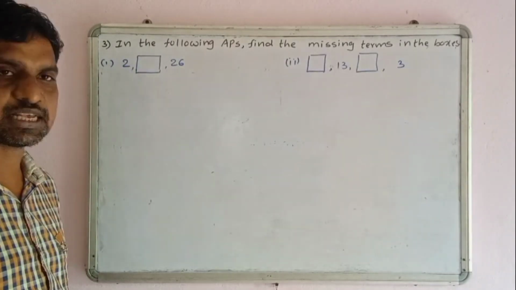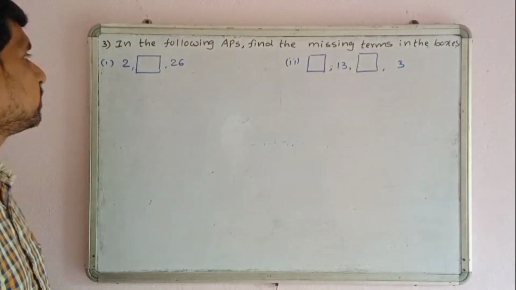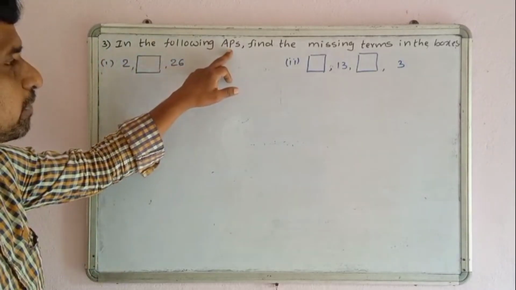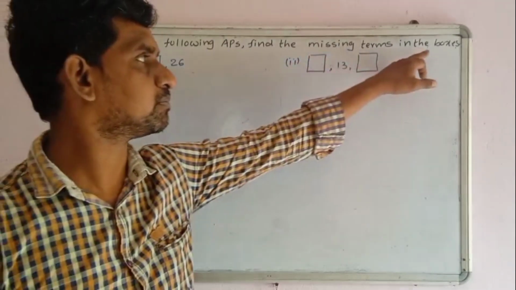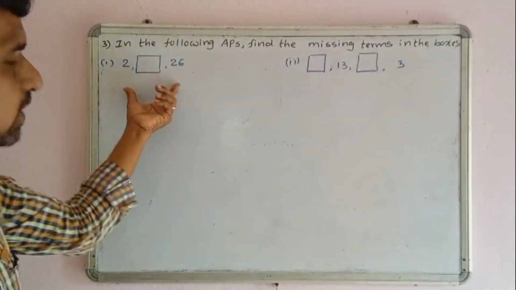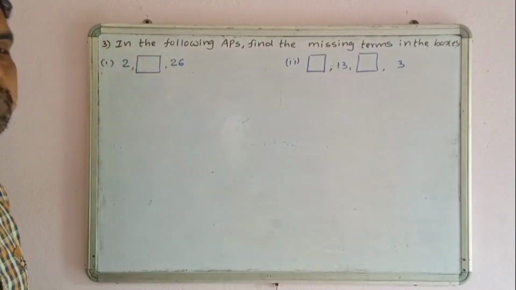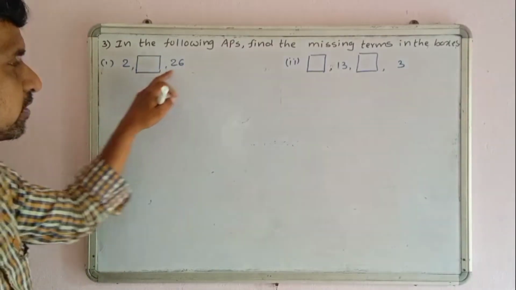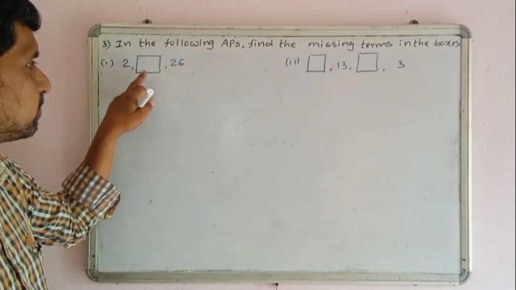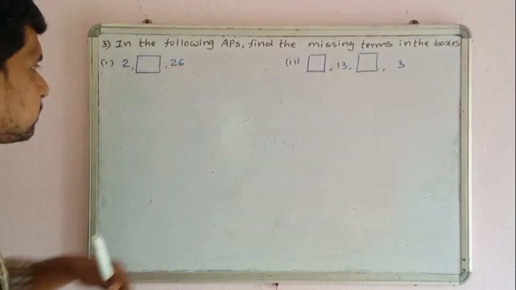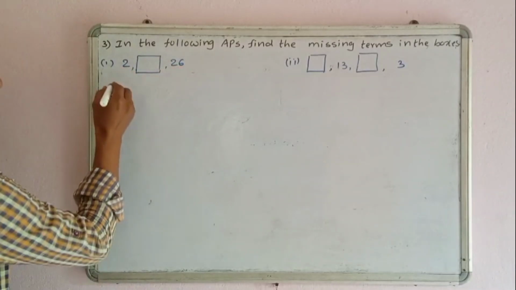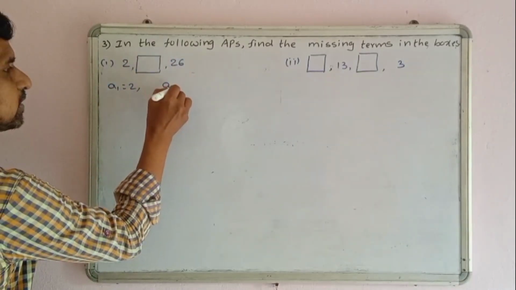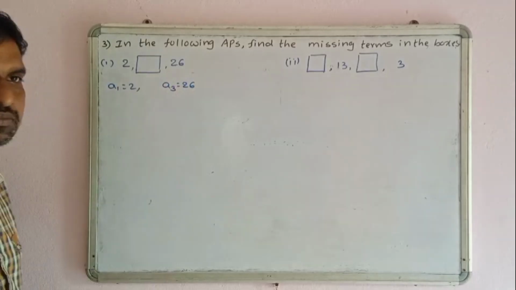Progressions. Exercise 5.2. Third problem. First one. In the following APs, find the missing term in the boxes. These are the APs. Okay, find the missing term. So the first problem is 2, blank, 26. First term, second term, third term. So the first term A1 equals 2. Here the third term is given, A3 equals 26.